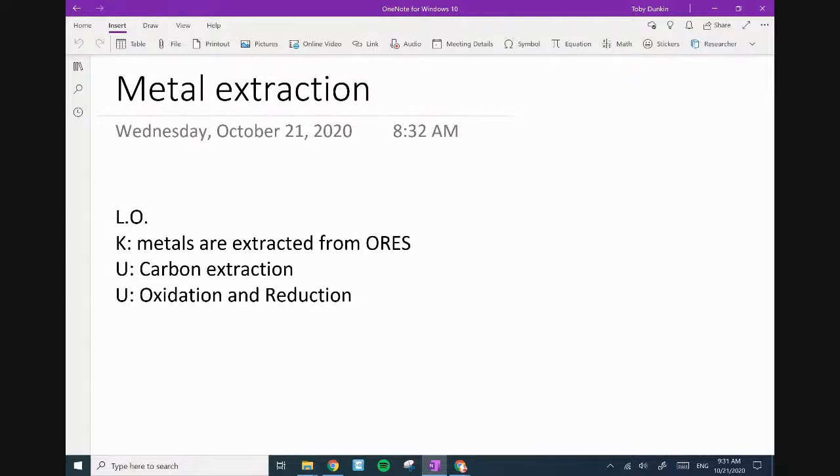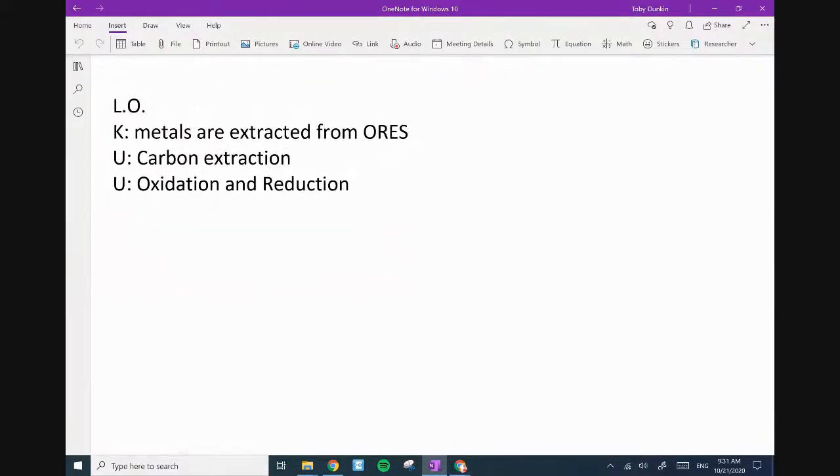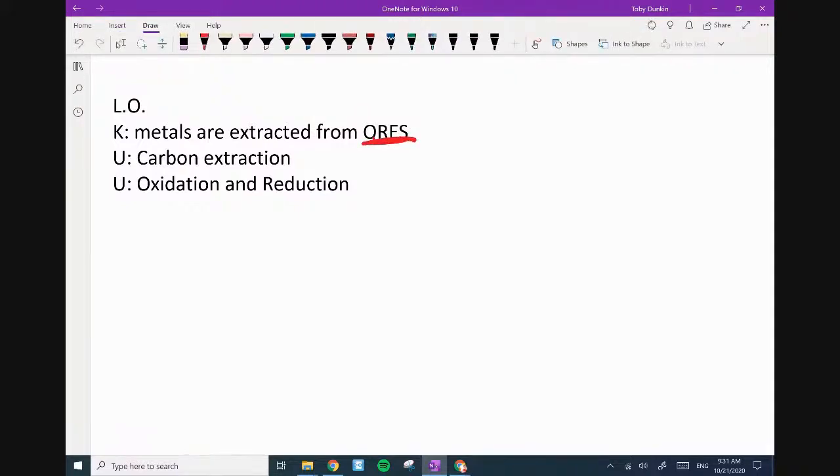Amazing. Right. So first thing I'd like to do, 3 learning objectives. Number 1, we've got known metals are extracted from ores. Now notice my capitalization of the word ores. So one of the first things we're going to have to do is define what is classed as an ore. Now I don't mean like a rowing oar. I mean a rock ore. I wonder if anybody on the chat can tell me what an ore is.